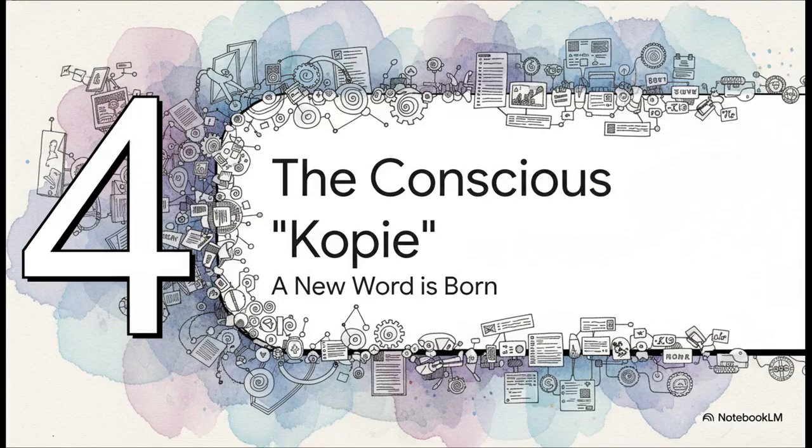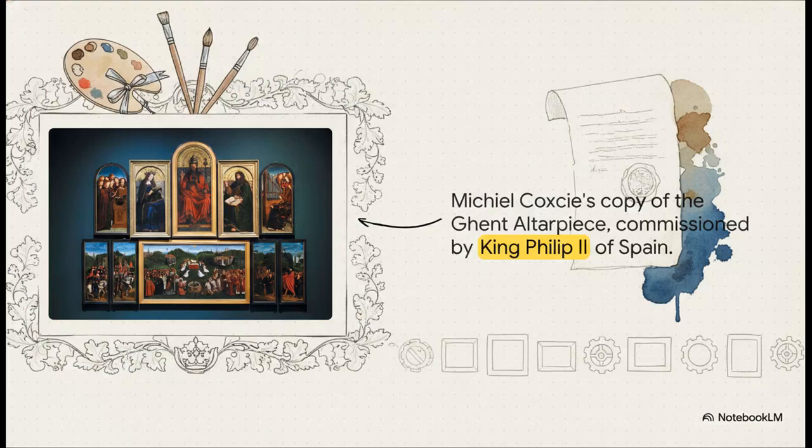So, here we are. You've got this immense pressure from the market, all this confusion about what makes a painting real, and right out of that chaos, a completely new idea of what a copy could be was about to emerge. And to understand how they solved this puzzle, we need to turn our attention to this absolutely magnificent painting by an artist named Michiel Coxey.